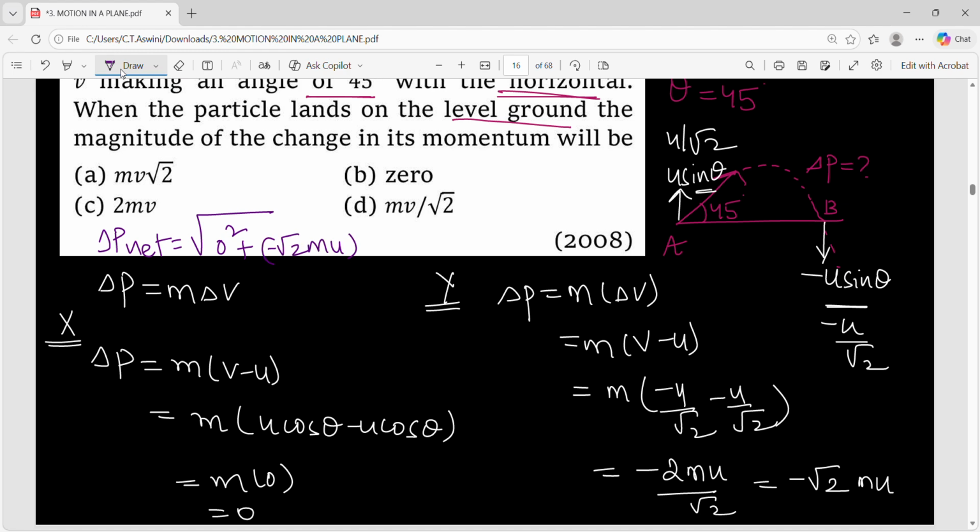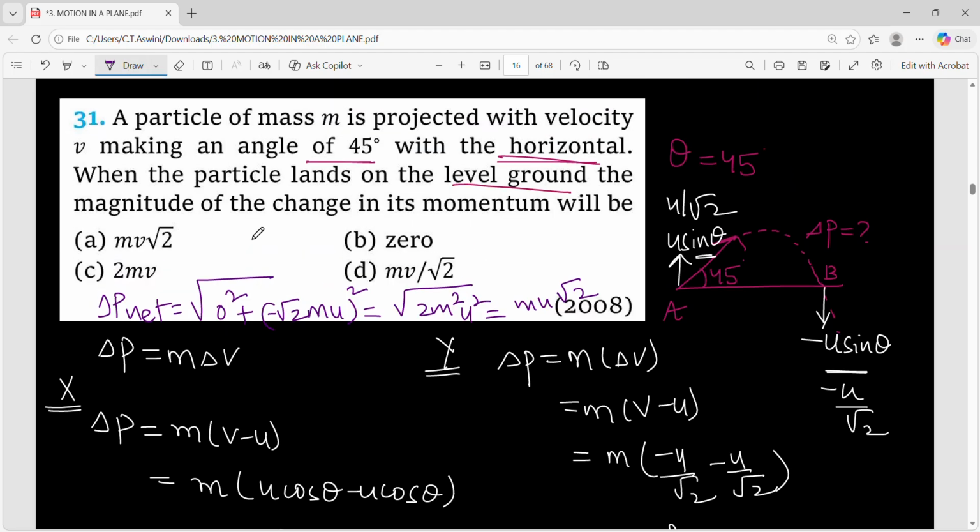So what will you get? Root 2 square is 2, m square, u square. So what will you get again? You will get m into u and root 2. So this is the final change in momentum. But it was given in the question, initial velocity was v. So instead of mu root 2, you will get mv root 2. Answer is option A. Clear with this?